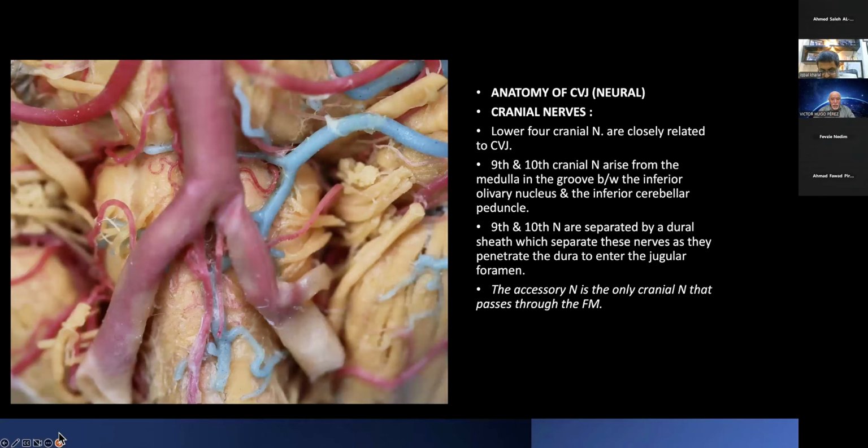So here we have another picture to show the cranial nerves. The lower four cranial nerves are closely related to the craniovertebral junction. The 9th and 10th cranial nerves arise from the medulla in the groove between the inferior olivary nucleus and the inferior cerebellar peduncle. The 9th and 10th, here we have 9 and 10, are separated by a dural sheet as they penetrate the dura to enter the jugular foramen. The accessory nerve, this is the accessory nerve, is the only cranial nerve that passes through the foramen magnum.